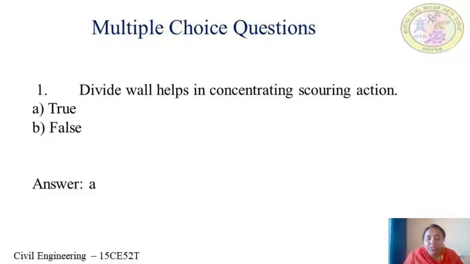The options here are A true, B false. The answer is A, that is true. If perhaps a divide wall is not provided, then the currents approach the scouring sluices from all directions and their effectiveness is reduced. So thus the divide wall mainly helps in concentrating the scouring action of the undersluices from washing out the silt deposited in the pocket.